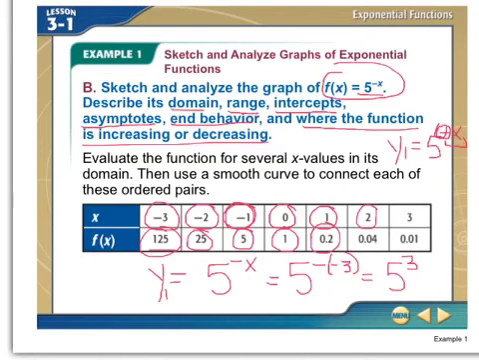5 to the opposite of 2, which is 5 to the negative 2, which is 1 over 5 squared, which is 1 over 25, which is 0.04. And 5 to the negative 3, or 5 to the opposite of 3 here, is going to be 1 over 5 cubed, or 1 over 125, which is 0.01.